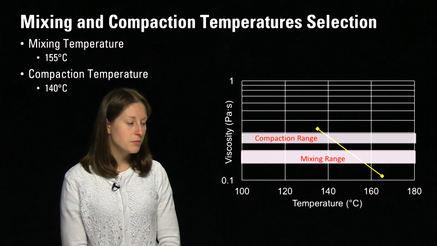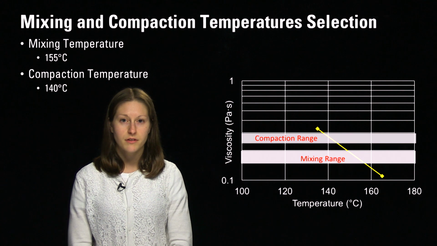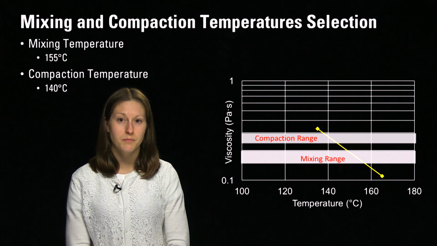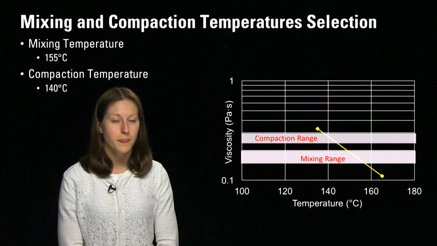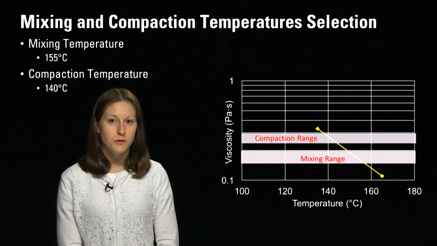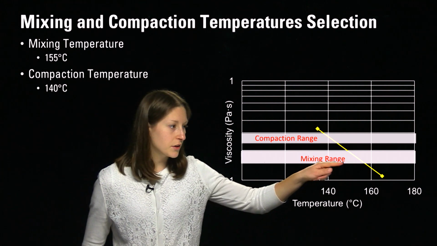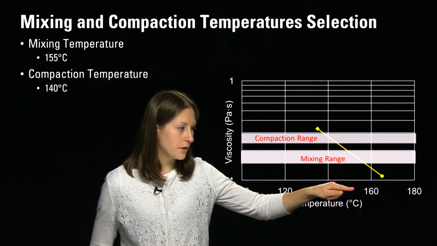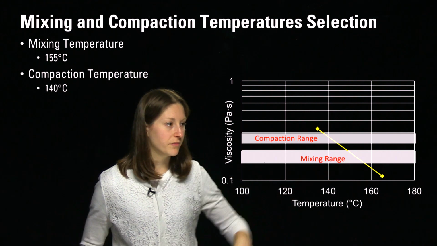We then interpolate between the viscosity values at those 2 temperatures to see where we meet the target viscosity ranges for compaction and mixing. The gray bars show the target viscosity ranges. We can see that we selected our mixing temperature to be 155 degrees Celsius, and if we look at the graph here, we see that at 155 degrees Celsius, our viscosity falls within the target range.